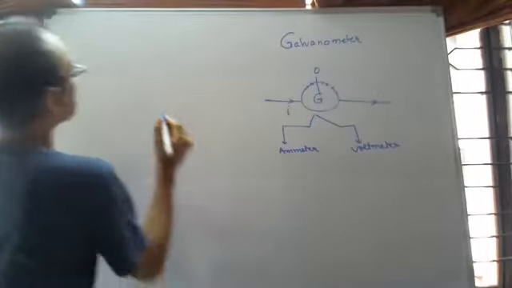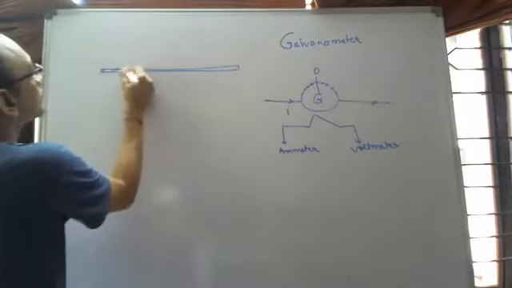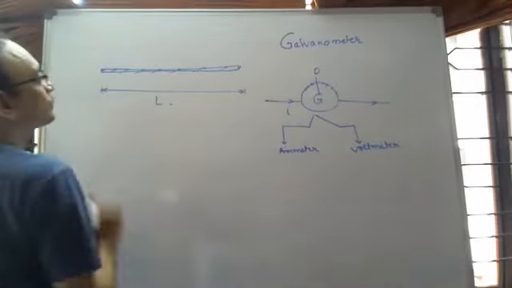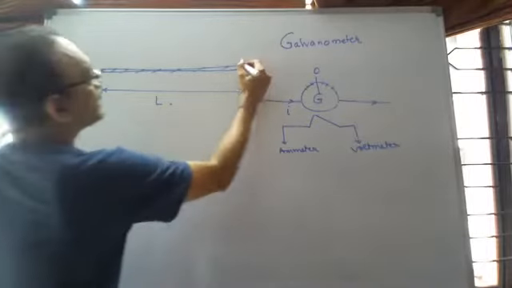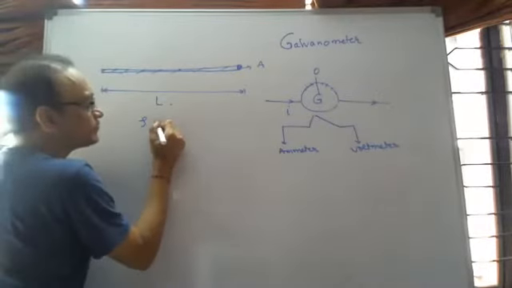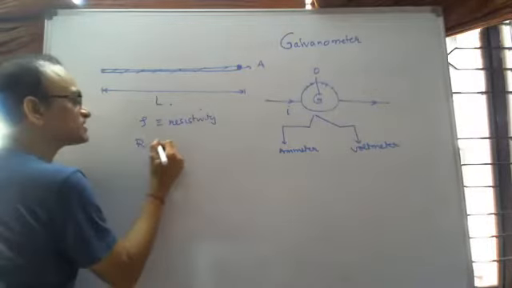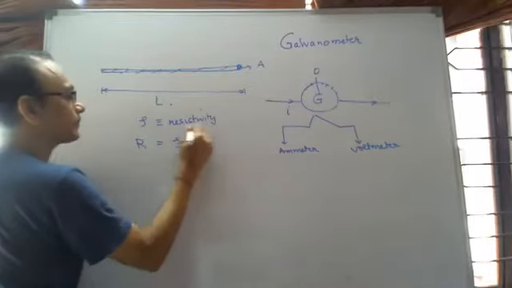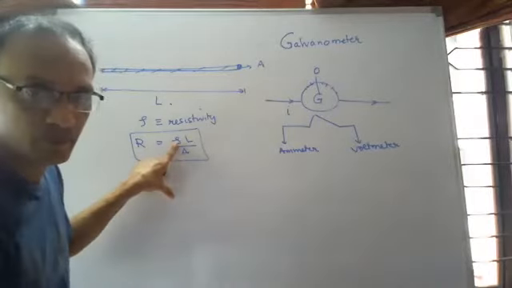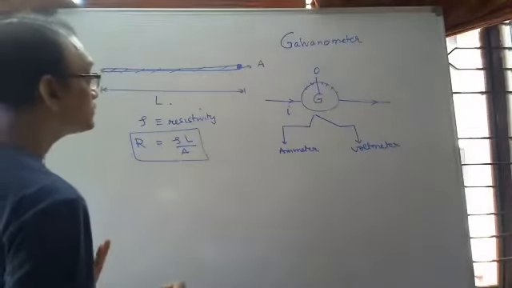The second thing you must know is, if there is a resistance of length L, and suppose its area of cross section is A, and if rho is the resistivity, then the resistance is given by rho L by A. It gives me the resistance in ohms. Rho is the resistivity, L is the length, A is the area of cross section, assuming A constant, right? That's one.